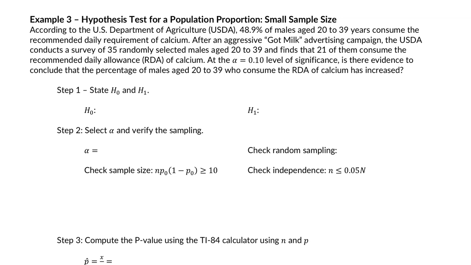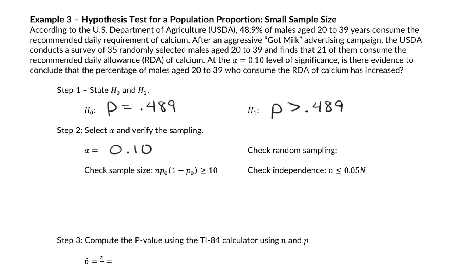Let's start right off the bat. What is our H naught? 48.9%. So 0.489. What are we trying to study here? Not changed, specifically increased, which means this is going to be a right-tailed test. P greater than 0.489. It tells us to use the 0.10 level of significance.